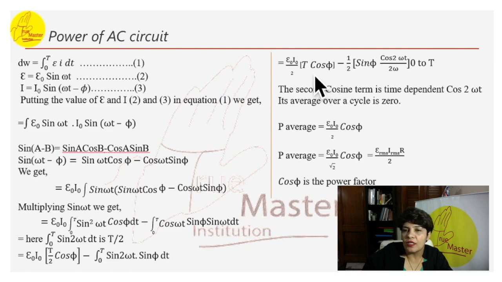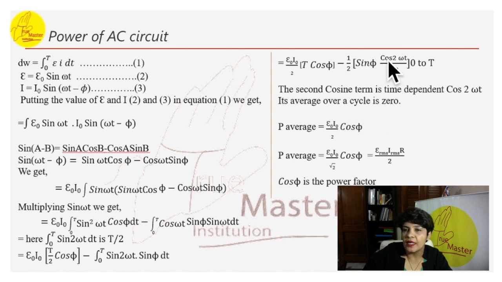Taking out t cos phi as common, we get E naught I by 2. In bracket, we are left with t cos phi. So this is t cos phi minus half sine phi cos 2 omega t by 2 pi, from 0 to t. The second cosine term is time dependent, so cos 2 omega t, its average over a cycle is 0.